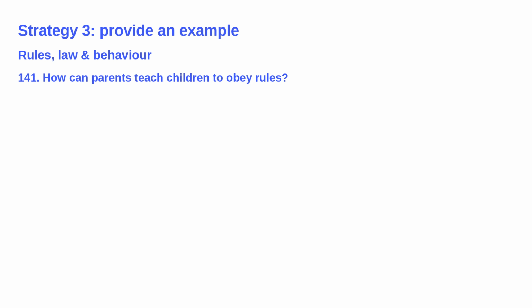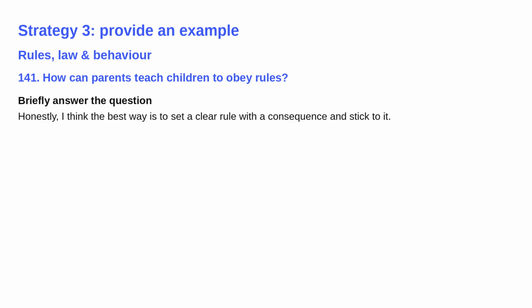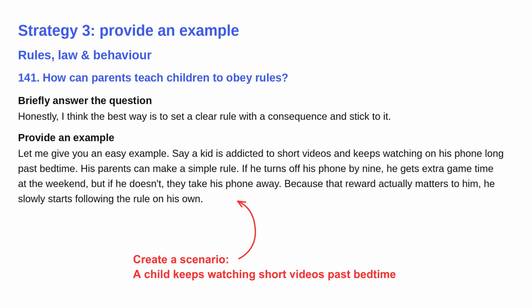How can parents teach children to obey rules? Honestly, I think the best way is to set a clear rule with a consequence and stick to it. Let me give you an easy example. Say a kid is addicted to short videos and keeps watching on his phone long past bedtime. His parents can make a simple rule. If he turns off his phone by 9, he gets extra game time at the weekend. But if he doesn't, they take his phone away. Because that reward actually matters to him, he slowly starts following the rule on his own.